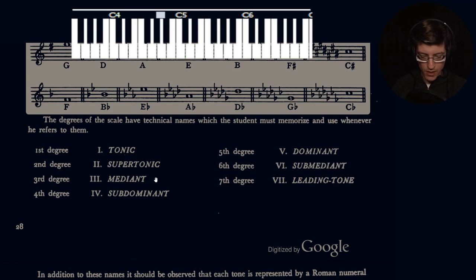So tonic, let's build one off of F major. So tonic, supertonic, mediant, subdominant. Now, subdominant is actually down here. So that's subdominant, the fifth below our tonic, and then the dominant is the fifth above. And then the submediant is the third below. And then our leading tone. So tonic, supertonic, mediant, subdominant, dominant, submediant, leading tone.